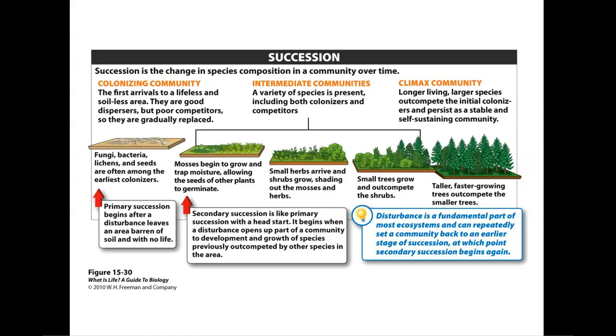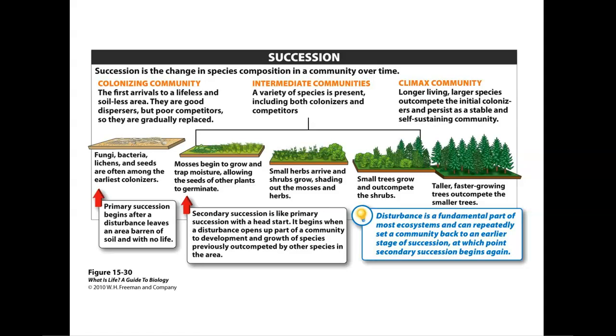That occurs with catastrophic disturbance. That's going to leave an area completely barren of soil and no life. And so we talked about those colonizers arriving to that lifeless or soilless area. They're going to be good dispersers. They're able to move away from the original home. They're going to be poor competitors, so they gradually are going to be replaced by others. And like we said, that's going to be made up of your fungi, bacteria, and lichens.